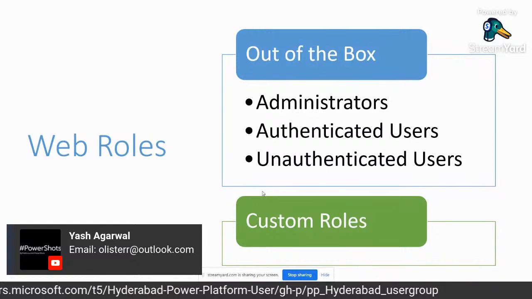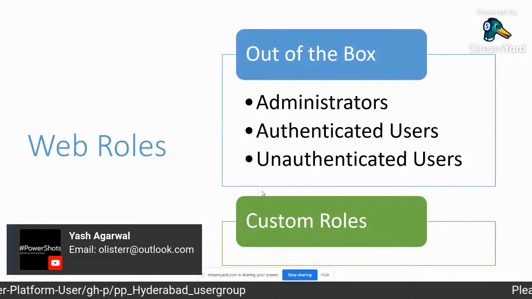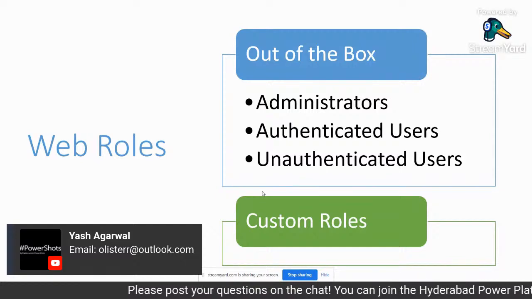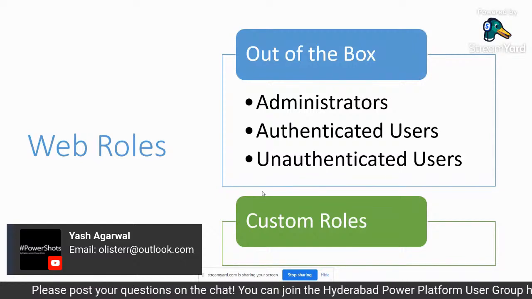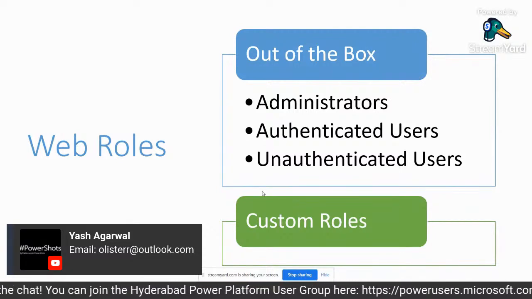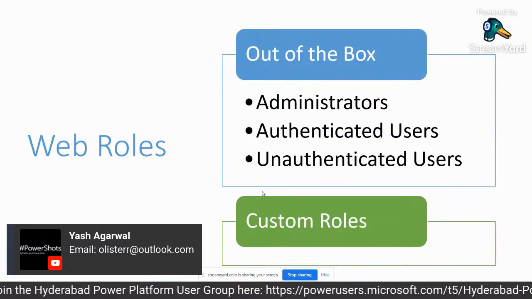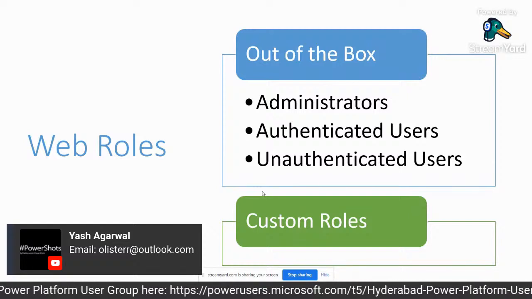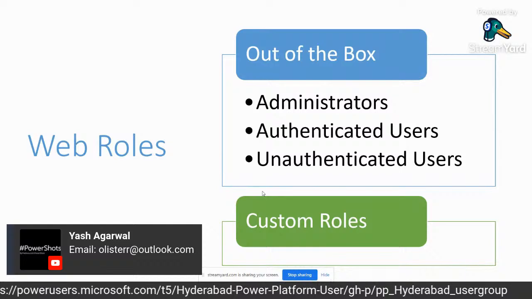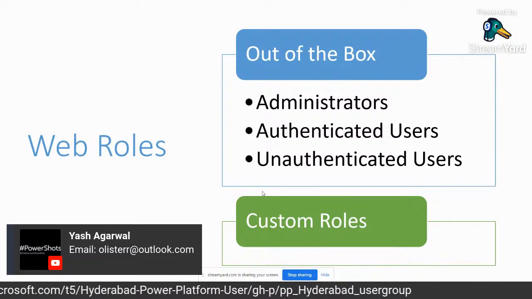Similarly, authenticated and unauthenticated user roles work on the login context. If you are logged in, you come under the authenticated user web role, and if you are not logged in, you come under the unauthenticated users web role. So these are the three options which are available. If none of these satisfies the criteria, you can anytime create a new web role which could be specific to your access, and from there you can start assigning that web role to the different contacts which are available.